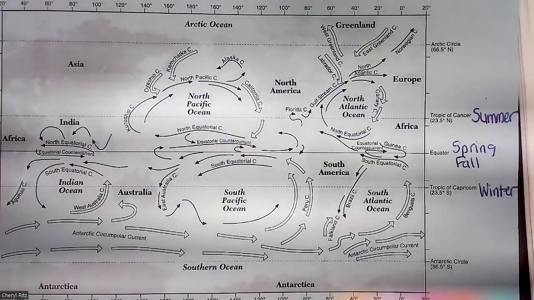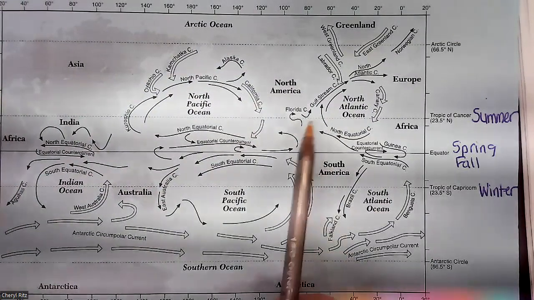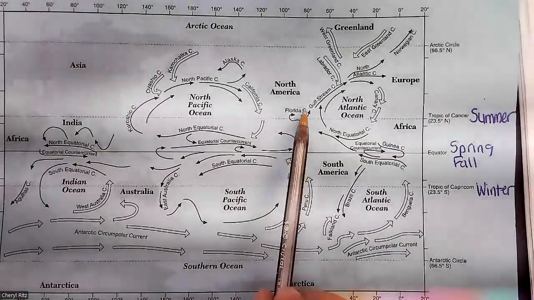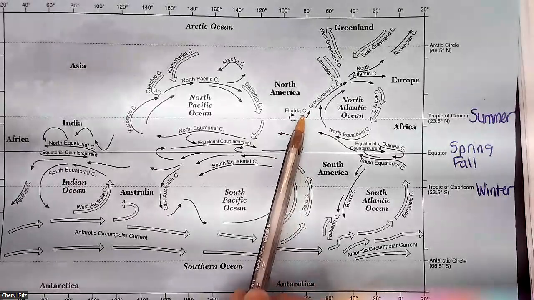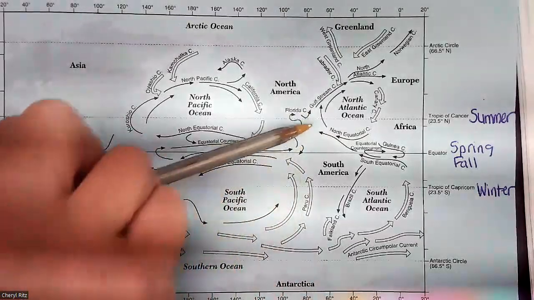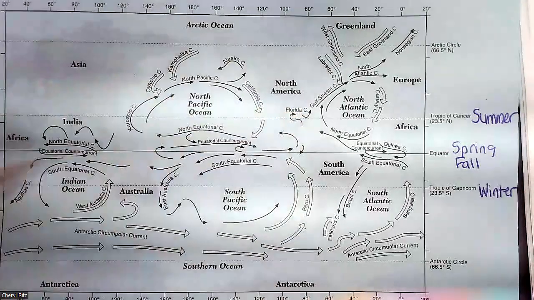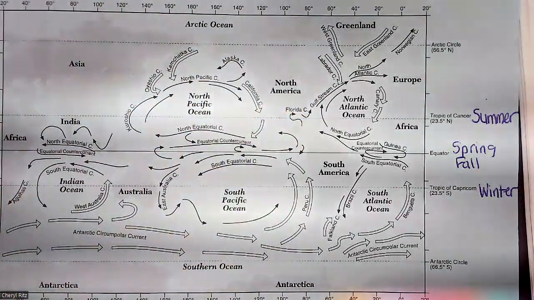Is Florida within the tropics? Where is Florida? Florida's right there. Does Florida even get the sun directly overhead? No, it does not. It's close. Why is it so hot there? Because it's Disney World.